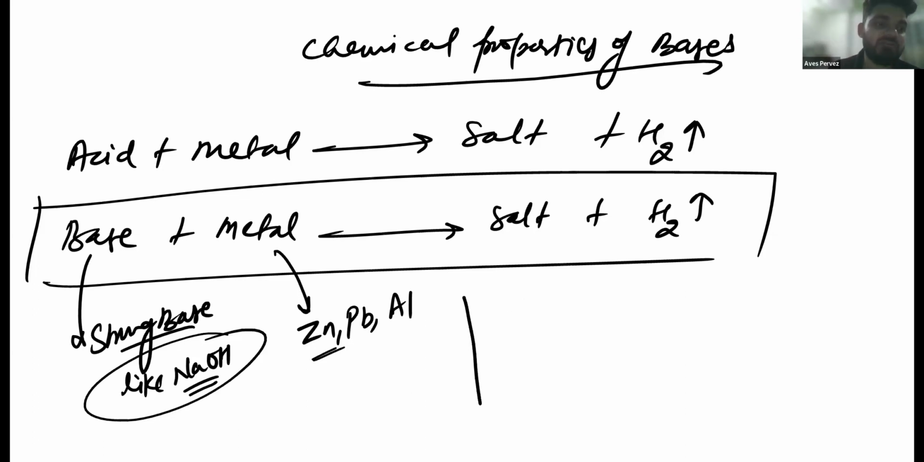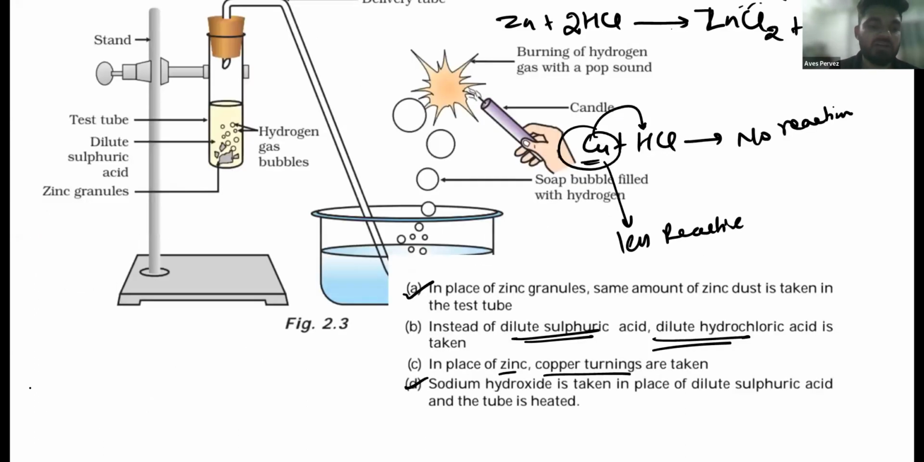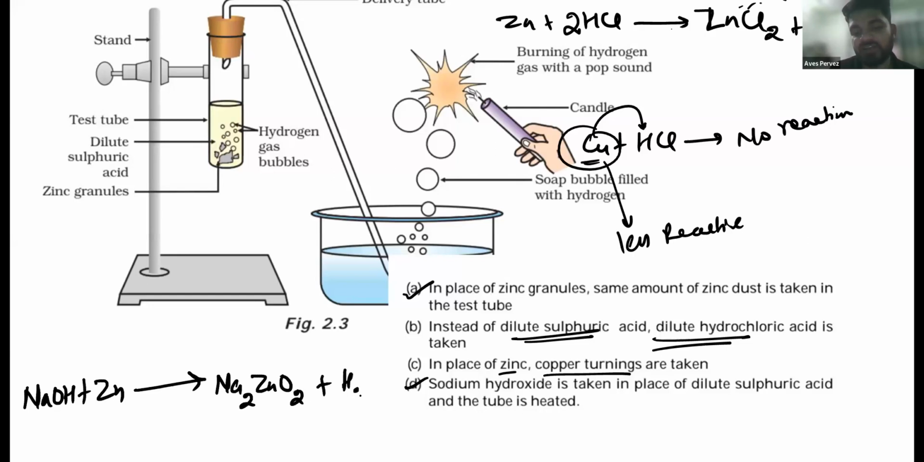Okay. So here we have the simple equation. This time the equation will be NaOH when reacted with zinc. It will give you sodium zincate, Na2ZnO2, plus hydrogen gas. You understood? Yes, sir. So if instead of H2SO4 we take NaOH, then again hydrogen gas will be produced.